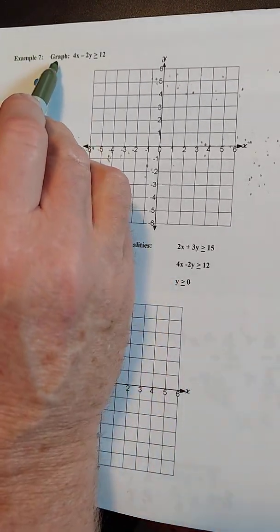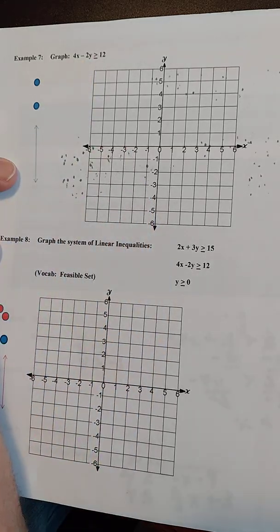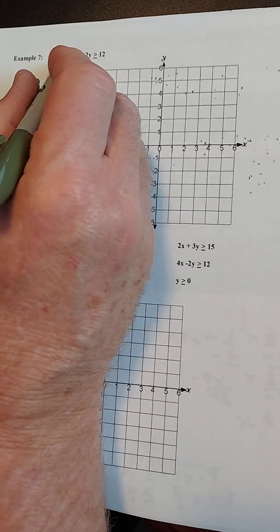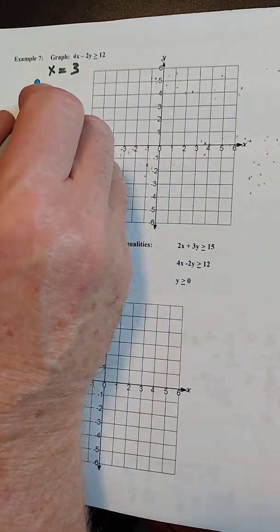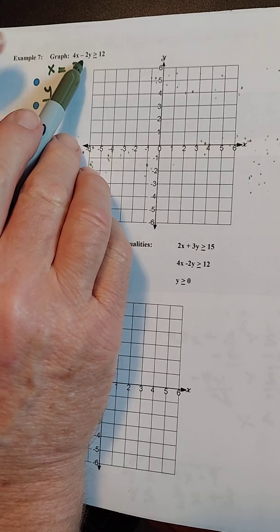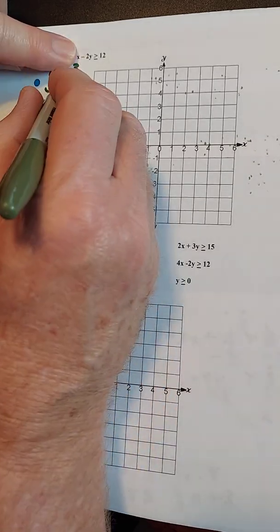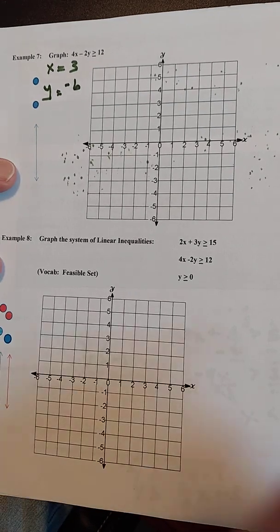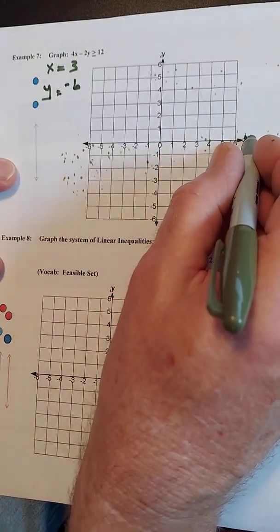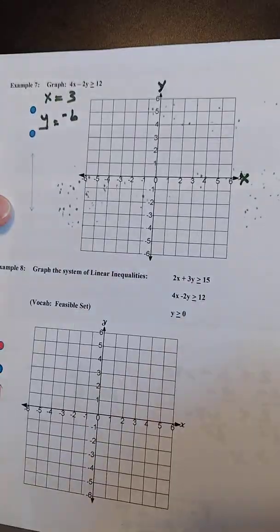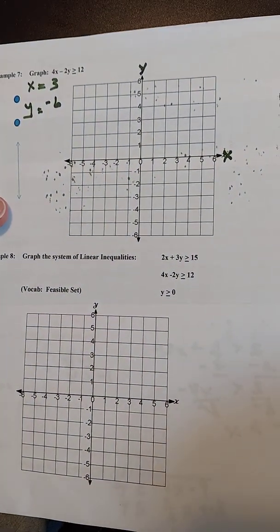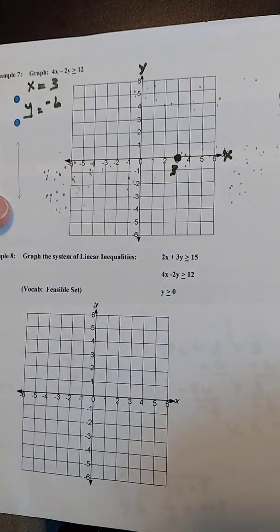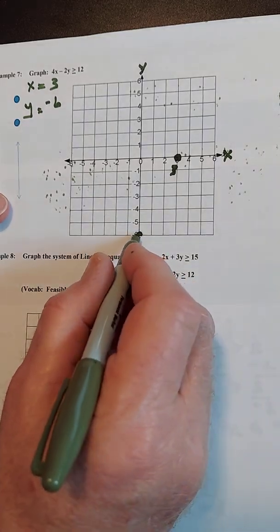Okay, so on this one it says graph 4x minus 2y greater than or equal to 12. So I know my x-intercept is going to be 3, and my y-intercept is going to be, 12 divided by 2, negative 6. So do the same thing we did before on the x-axis. Remember, x is this way, y is always up and down. I get a few people who get that backwards. But on the x-axis, we go over to 3. On the y-axis, we go to negative 6.